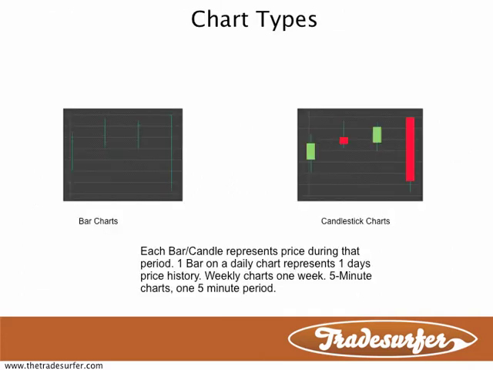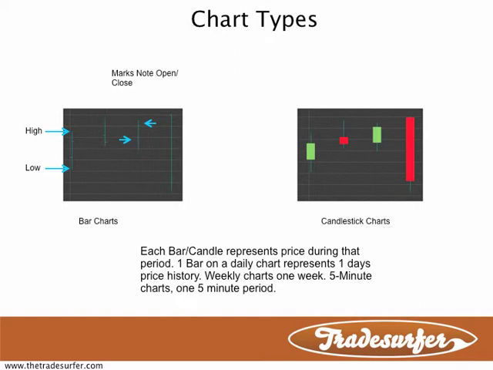So when we look at chart types, on the left side we see bar charts. Those are your typical open, high, low, close bar charts. On the right-hand side are really your candlestick charts. On a bar chart, the top of the line is the absolute high. The low for the day is the very bottom of that line. And then there are notches on the left side and on the right side. The notches on the left side are the opening for the day, and on the right side, that's the closing price for the day.